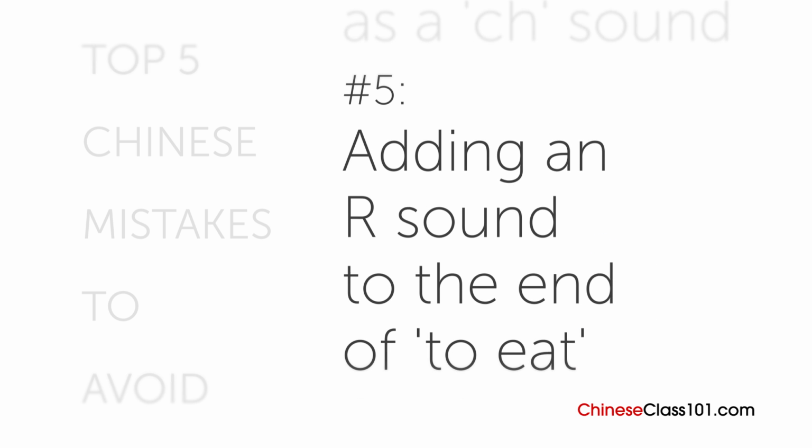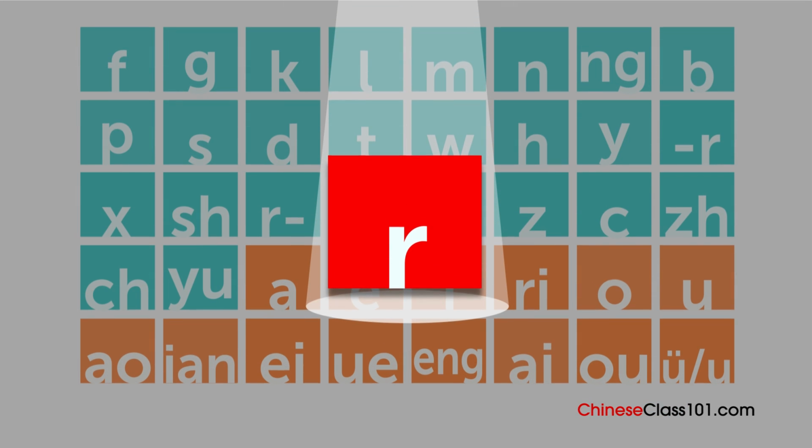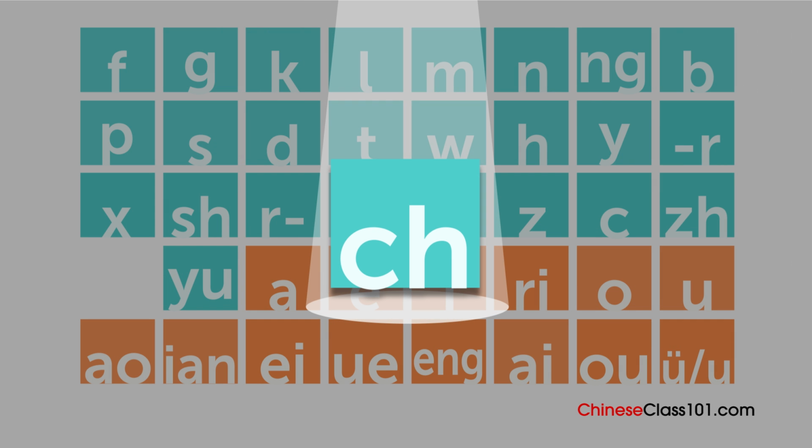Number 5. Adding an R sound to the end of "to eat." 吃. Students of Chinese tend to add an R sound in the middle or at the end of a word. This generally occurs when the speaker isn't used to pronouncing the Chinese CH. The Chinese CH requires you to place your tongue in a position that you're unfamiliar with.